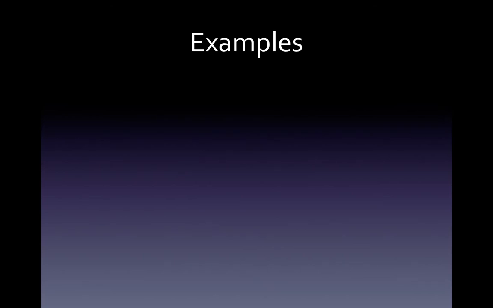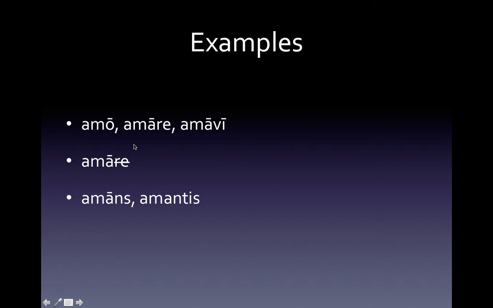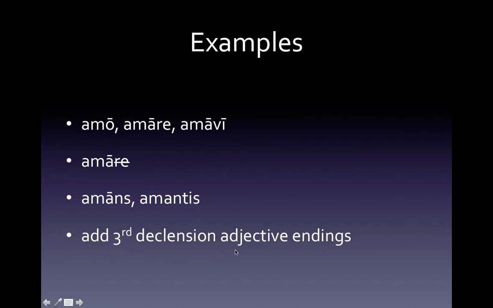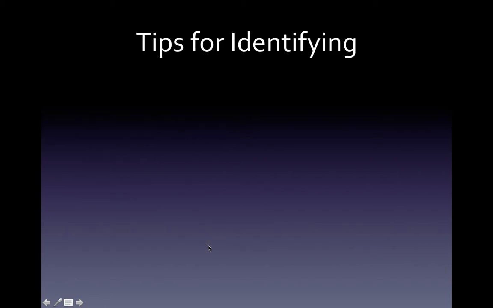So we take amo, amare, amavi. These are the first three principal parts. You chop off the -re and then add -ns for the nominative singular, add -ntis for the genitive singular. What we have here should look very familiar to you. This is a standard entry for a third declension adjective, the nominative singular, the genitive singular. From there on, we just add our third declension adjective endings, just as if it were an adjective. So we started off with a verb, and we end up with an adjective.